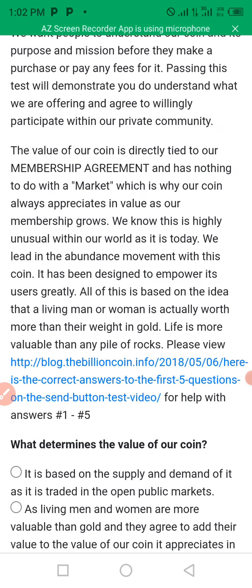You can't see it in the market because if it happens that you see TBC in the market, government regulations will come in. And that's what we don't want because our rights have been taken away from these people. So we can't afford to lose our rights again, which is why our coin always appreciates in value as our membership grows.